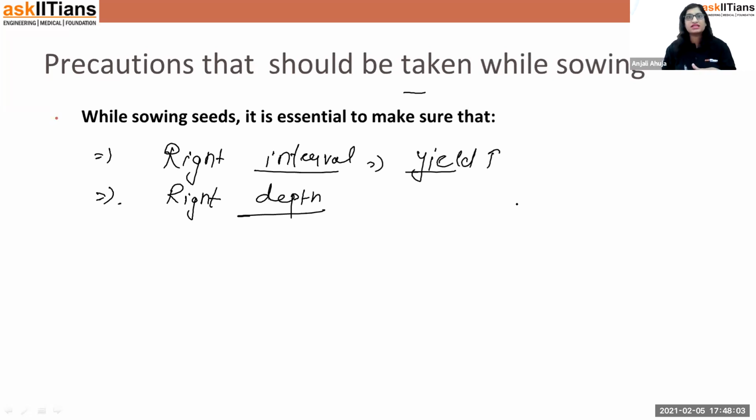If they are too deep inside, they will not be able to get the air. It's not only soil they need; they need air, water vapors, all the nutrients, and sunlight. So that's the reason they should be at the right depth, because if not, germination might not happen. So germination is affected because of it.